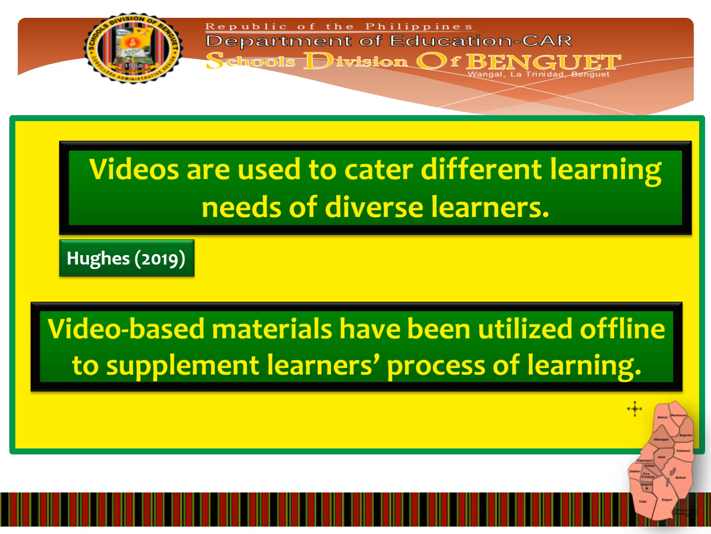Video-based materials have been utilized offline to supplement learners' process of learning in different situations. Thus, since public elementary schools would implement various modalities of blended or distance learning delivery during this time of pandemic, videos could be used as an offline tool in teaching math lessons like addition of dissimilar fractions.